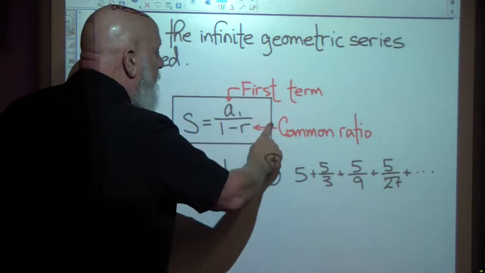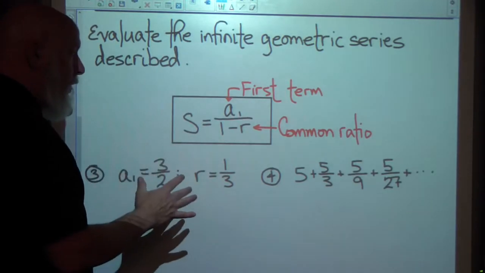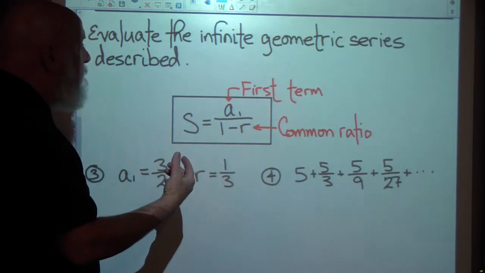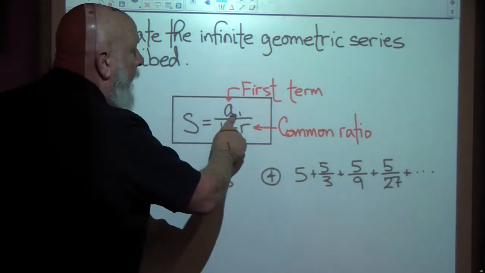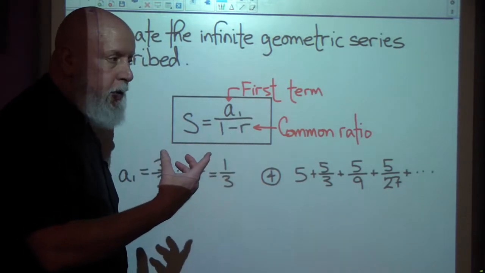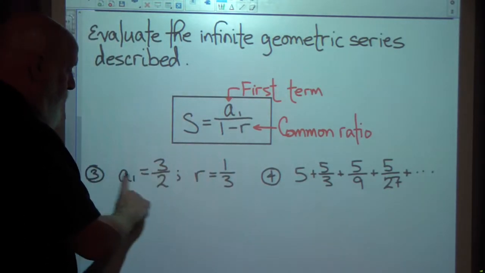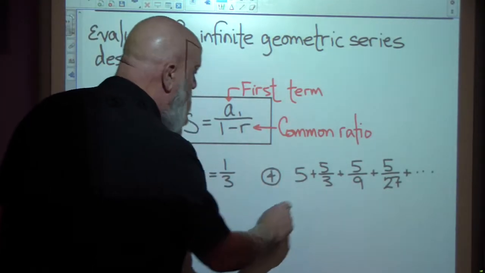Here's our formula that we're going to use to find the sum of an infinite geometric series. You're going to take a sub 1. Remember, that means the first term in the series. You can find that just by looking at it. There's a sub 1 there.